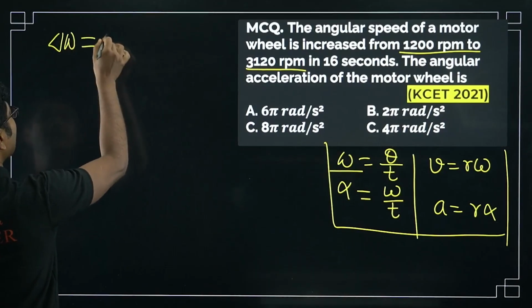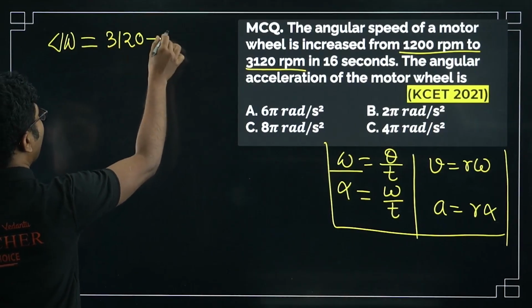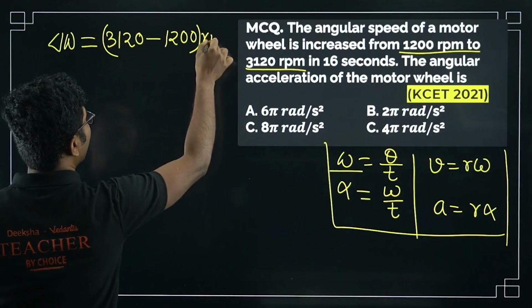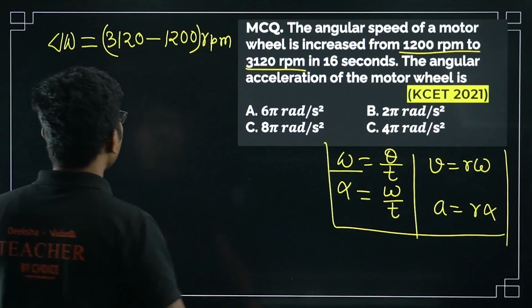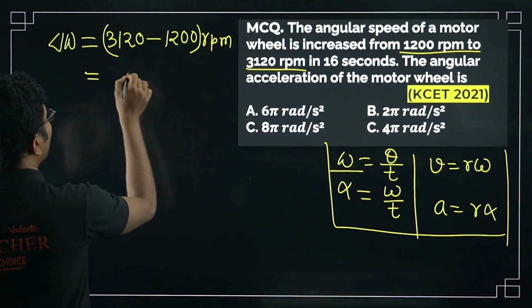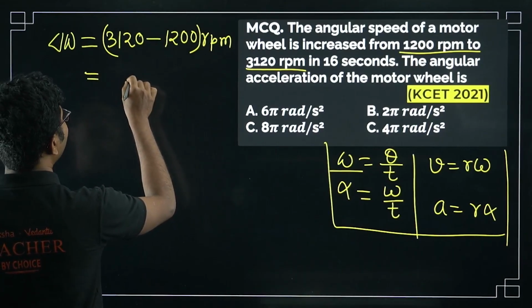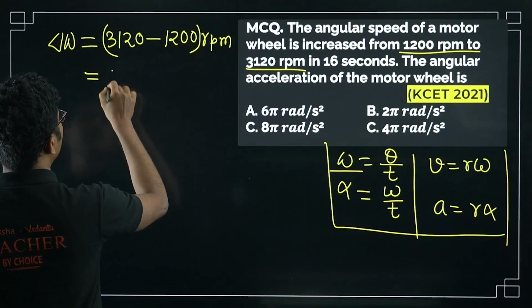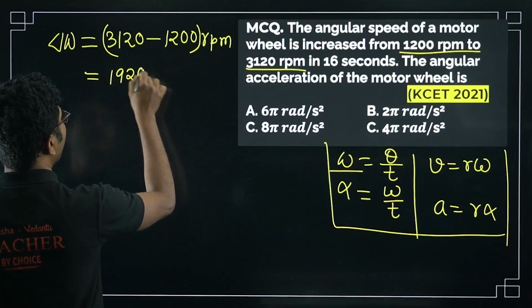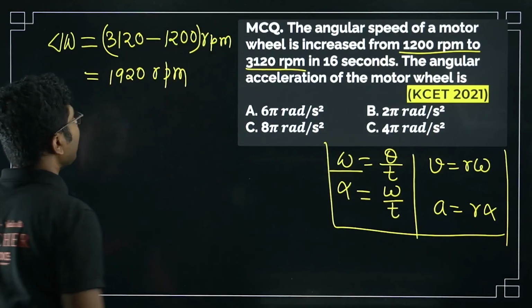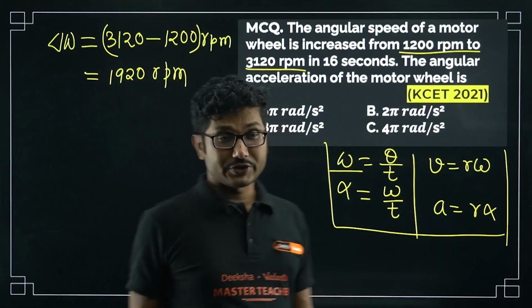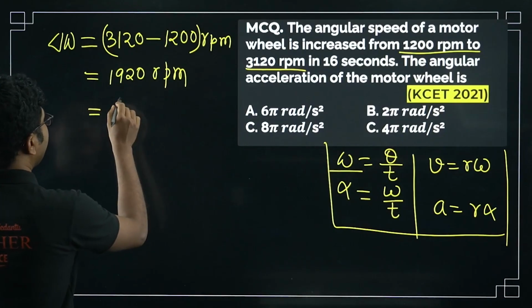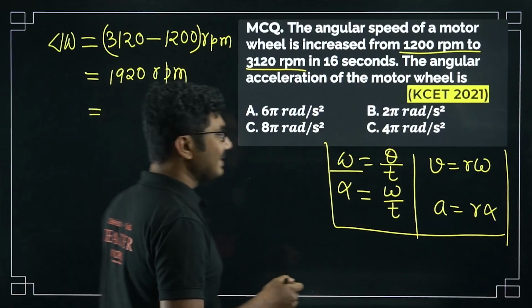Delta omega is 3120 minus 1200, but this is in rpm unit. You have to be careful about the unit. So it will be 1920 rpm. So this is the change in rpm. Now we have to convert it into radian per second. So remember what is rpm?